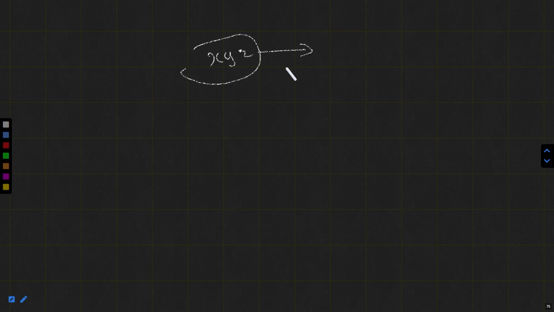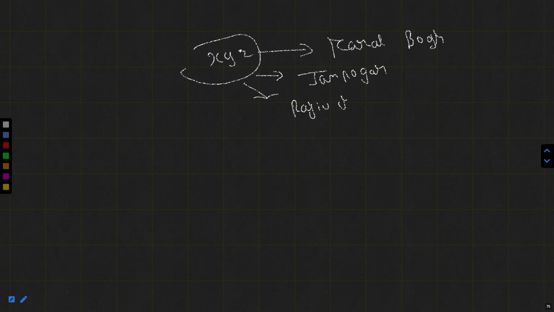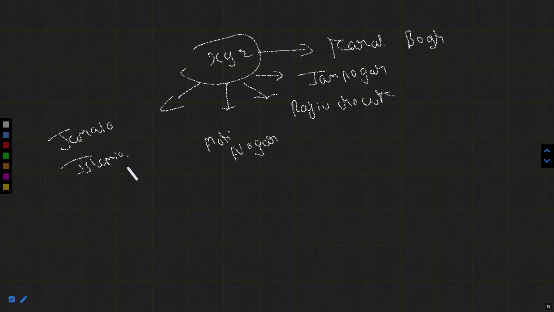Like we have discussed, suppose we're talking about a bank called XYZ. It has one branch in Karol Bagh, one branch in Jamnagar, one branch in Rajiv Chowk, one branch in Moti Nagar, one branch in Jamia Islamia. If your bank ABC is making a transaction to XYZ, how will XYZ be able to identify in which of these branches the transaction is to be made? Is it to be made in Karol Bagh, Jamnagar, Rajiv Chowk, Moti Nagar, Jamia Islamia? Where?